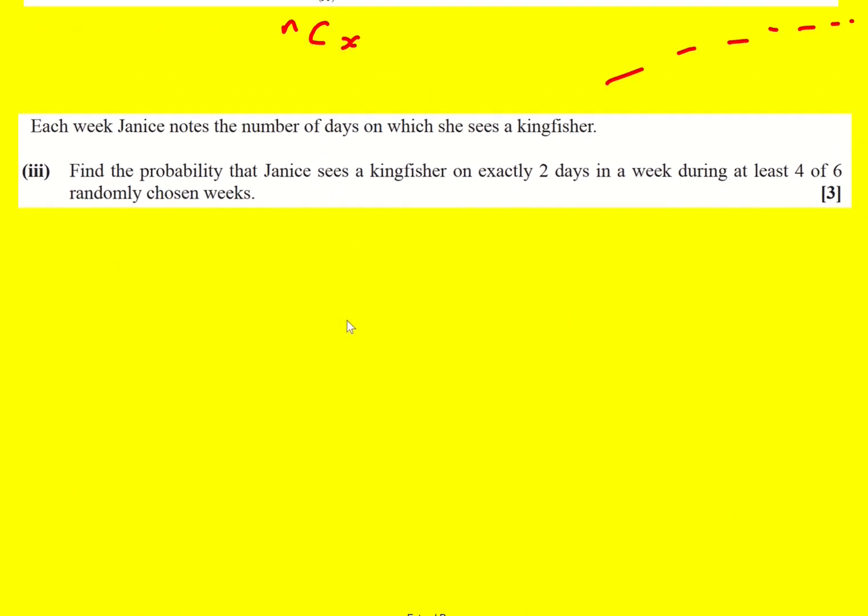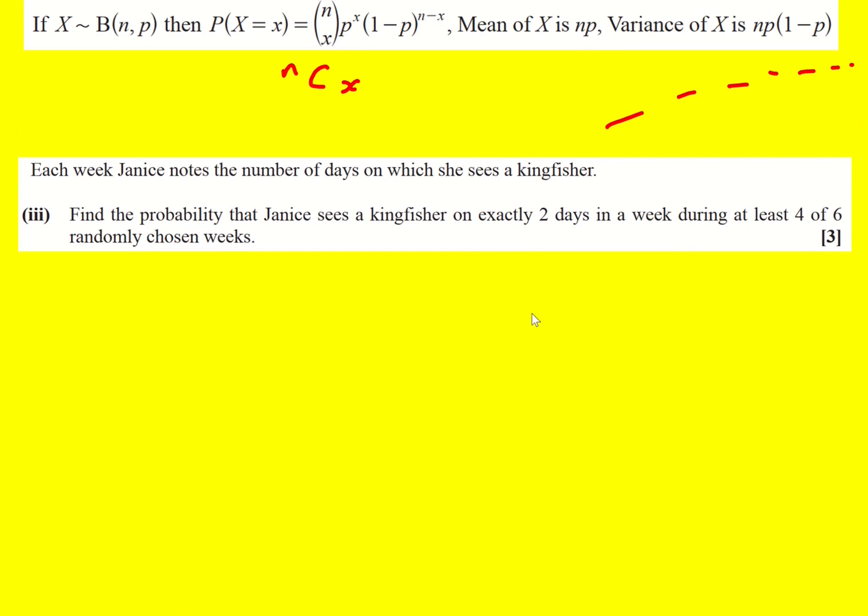Each week, Janice notes the number of days on which she sees a kingfisher. So we're not just looking at a week now, we're looking over the course of a few weeks. Find the probability that Janice sees a kingfisher on exactly 2 days in a week during at least 4 of 6 randomly chosen weeks. So actually, this is a binomial distribution within a binomial distribution.